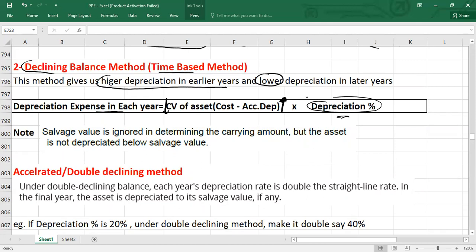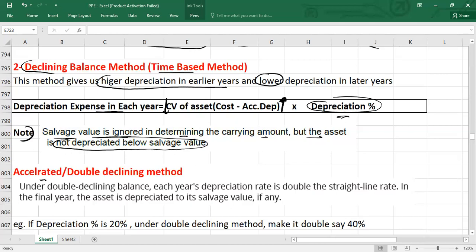Please note, salvage value is ignored in determining the carrying amount, but the asset is not depreciated below the salvage value. This is a really important point. When you calculate the depreciation, we can ignore the salvage value, but your asset carrying value should not go below the salvage value. How? I will apply this concept with the help of an example. Don't you worry.